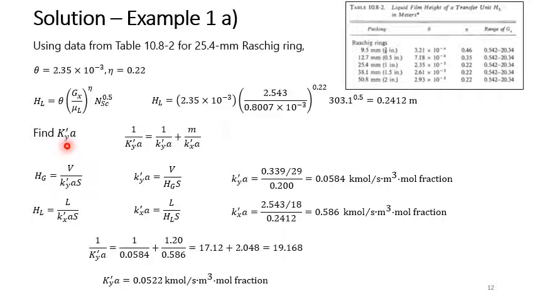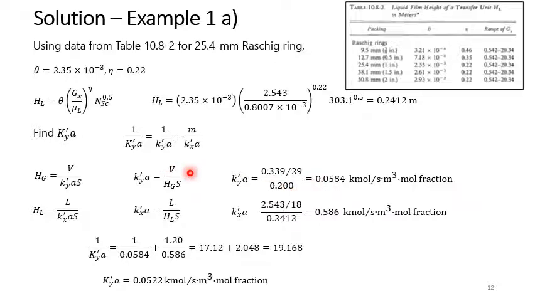And then to find Kya, you need to use this relationship which we have derived in the previous lectures on absorption. For example, in this case, you know the Hg, but you don't know the Kya and S, so S will be cancelled out anyway. So you calculate this kya equal to V over HgS. But you can just ignore that.